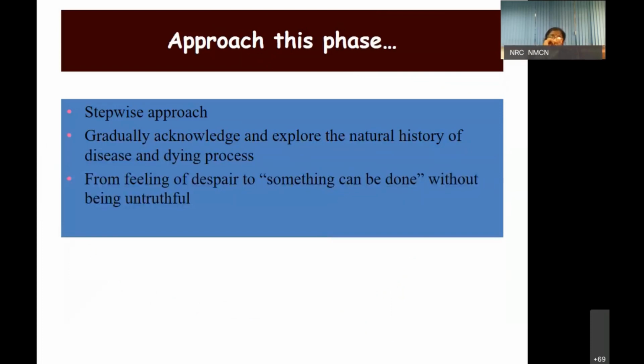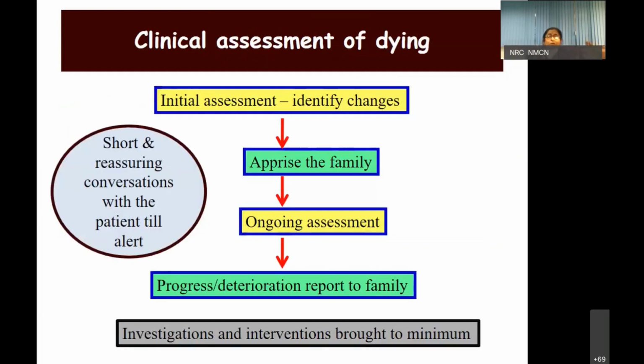You have to approach this phase in a stepwise, gradual manner if the time is permitted. You have to explain the natural history of the disease and the dying process, maybe multiple times over, maybe to different people in the family, and also their despondency, their despair. You have to say what can you do without being untruthful. I mean, that is something that you can still offer, that, okay, we are trying to make him as comfortable as possible. Let's see how we will do that.